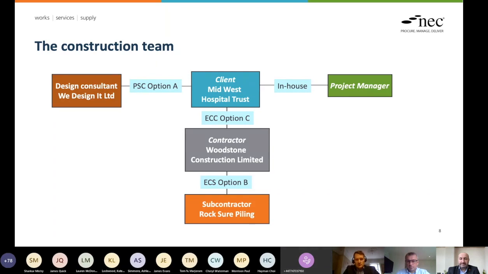So that's a defined cost contract, I'm trying to remember now. So it's a target cost contract, so there's a pain and gain share there. And then, so that's Matthew representing Woodstone Construction Limited. And then Matthew has in turn procured Paul as our specialist subcontractor to do the piling. And you will note that that's under a slightly different contract form. So that's the subcontract, but it's an option B.